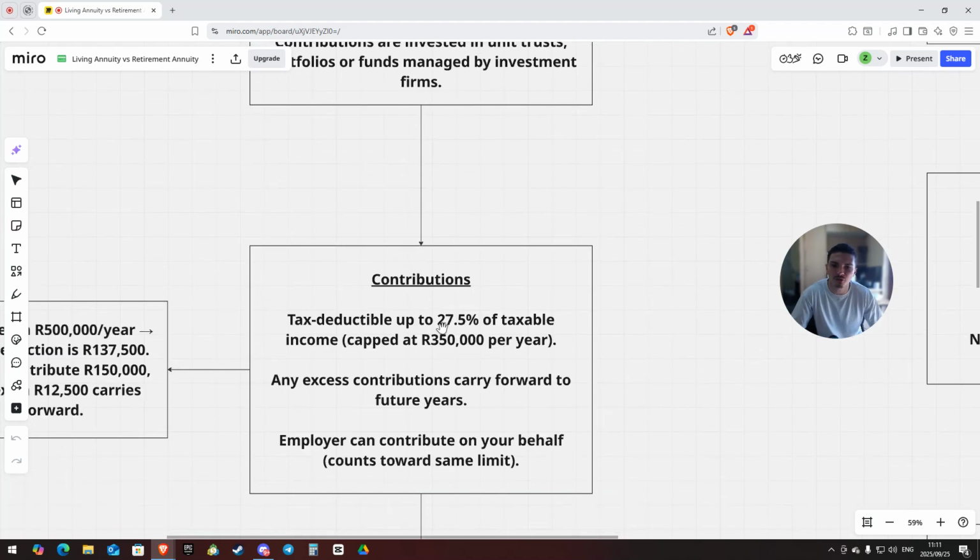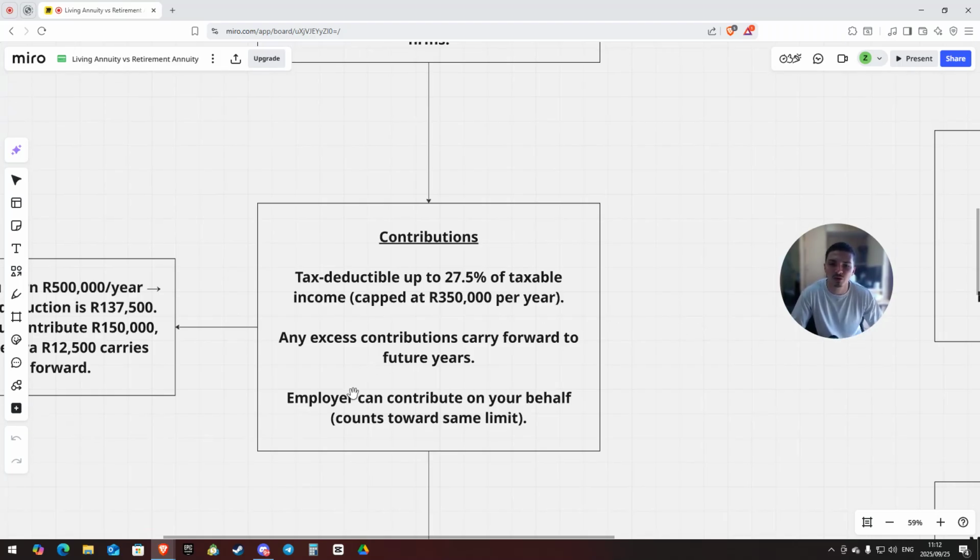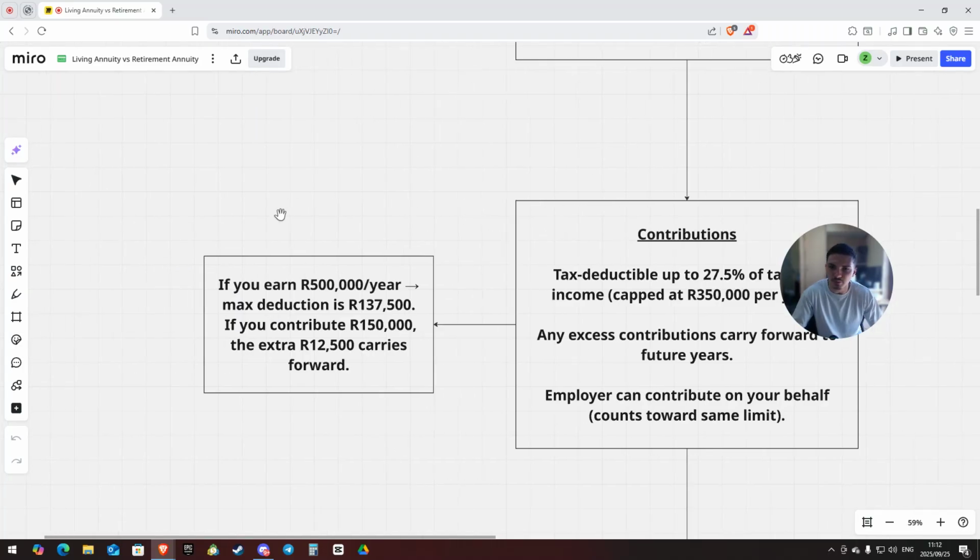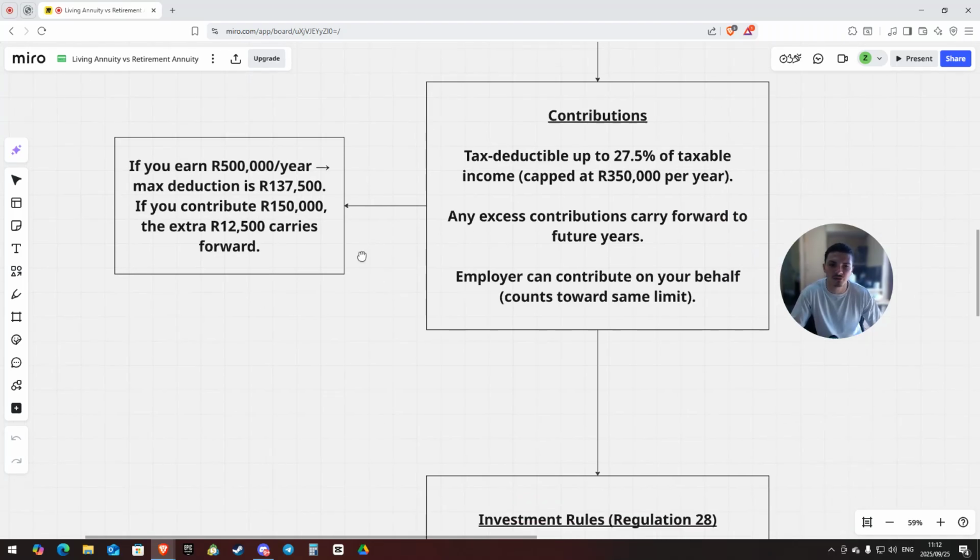Okay, contributions can be tax deductible of up to 27.5% of the taxable income, capped at 350,000 Rand per year. Any excess contributions will then carry forward into future years. Also, your employer can contribute on your behalf and it counts towards the same limit. So, for example, if you earn 500,000 Rand per year, your max deduction is going to be 137,500. If you contribute 150,000, the extra 12,500 Rand will then carry forward into the new year.